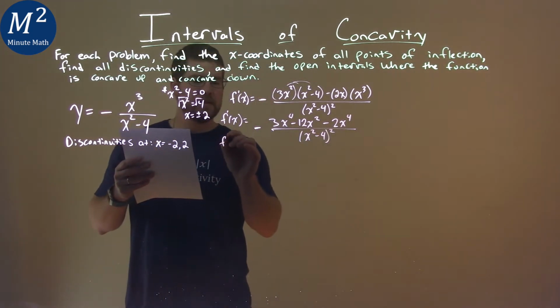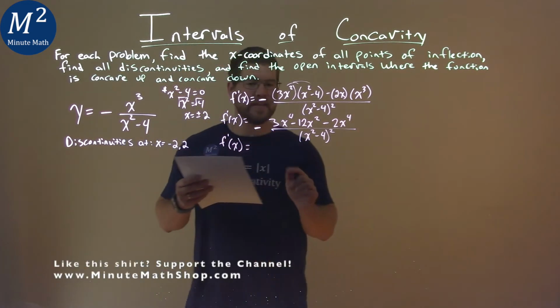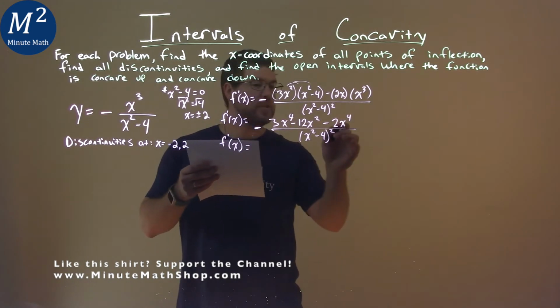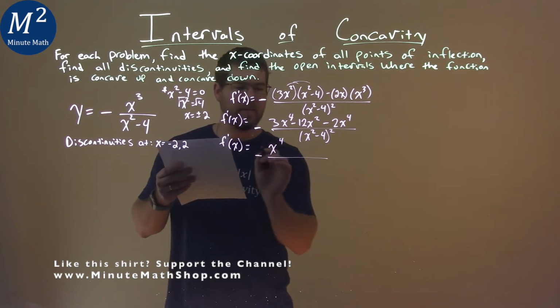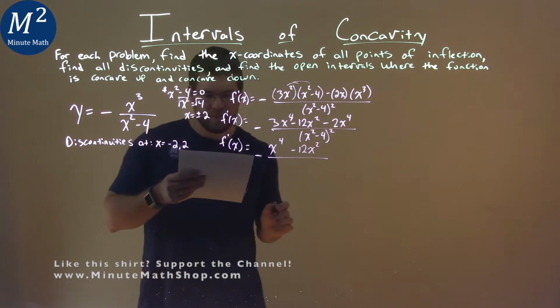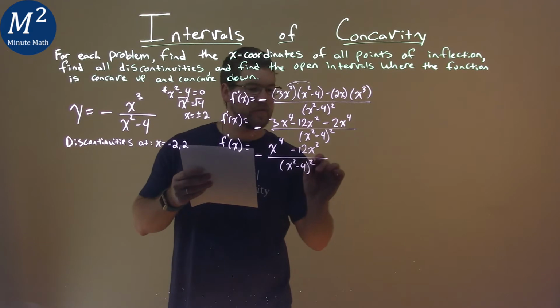Let's simplify this one more time. F prime of x is equal to negative, and that stays out front, of 3x to the fourth power minus 2x to the fourth power, which is just x to the fourth power, and again that minus stays there, and then a minus 12x squared here, all over x squared minus 4, all squared.